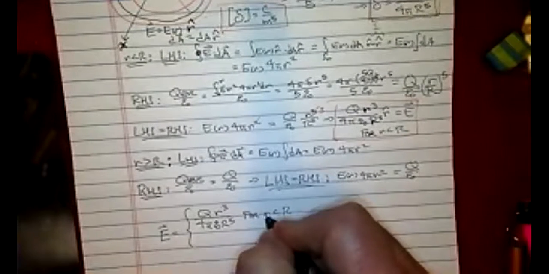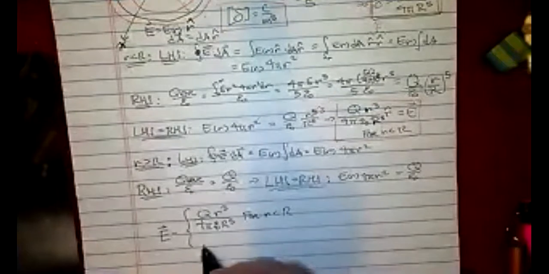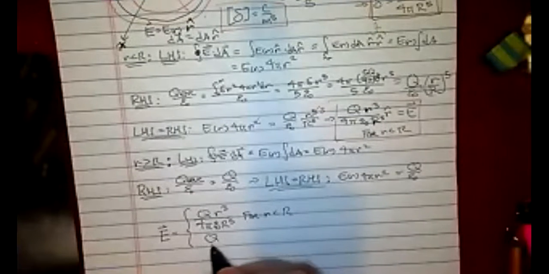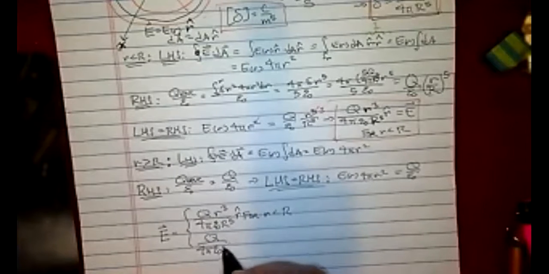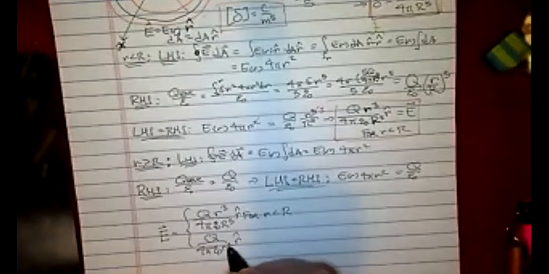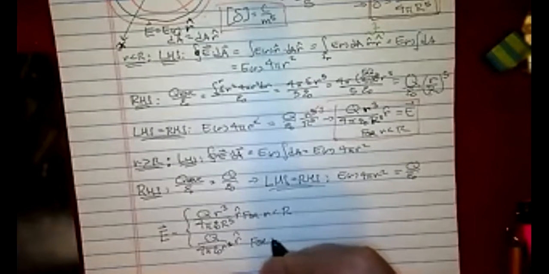Again, I'm going to say something about that in a second. And then for r greater than big R, I got Q, and there's an r hat here, by the way. I got Q over 4 pi epsilon naught r squared r hat. I did remember the r hat that time. And this is for r greater than big R.